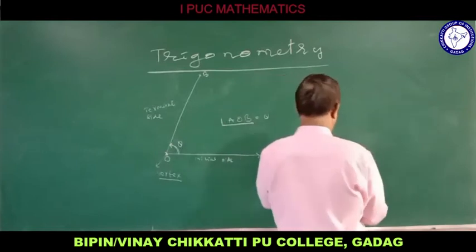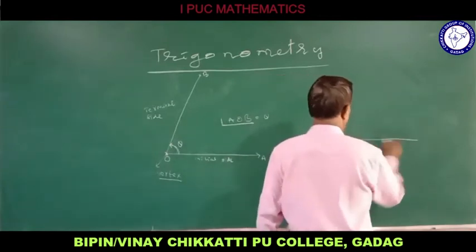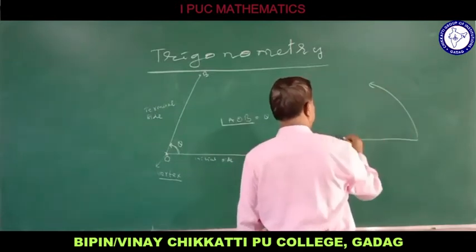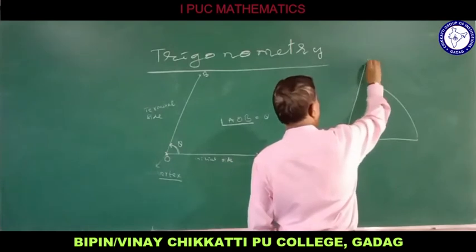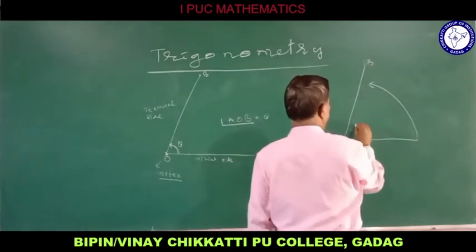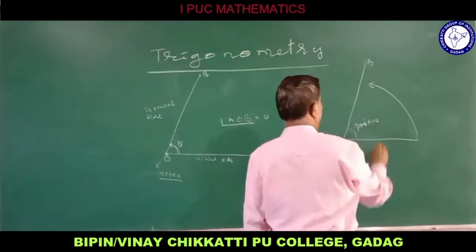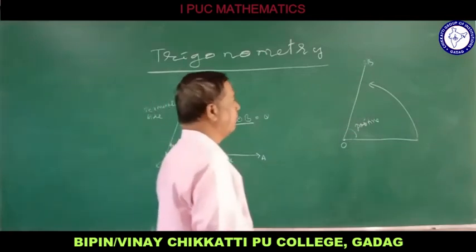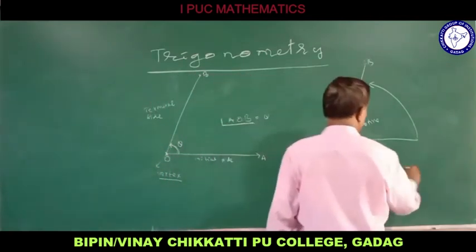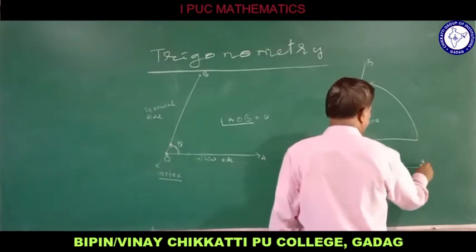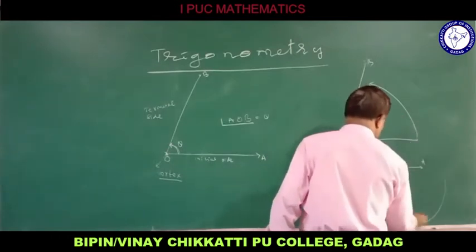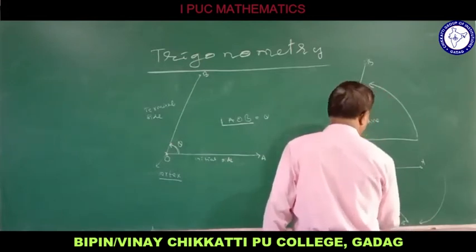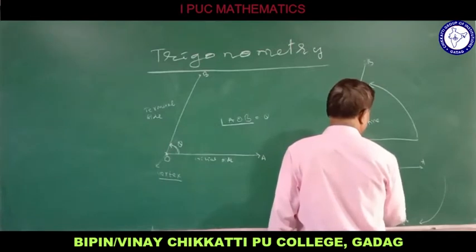Positive and negative angle. Suppose the ray OA is rotating about this point in this direction to OB. This is called a positive angle. The ray is rotating in the anti-clockwise direction, so the angle is positive. Suppose the ray OA is rotating in the clockwise direction instead, this is a negative angle.